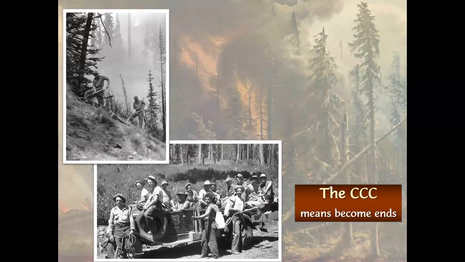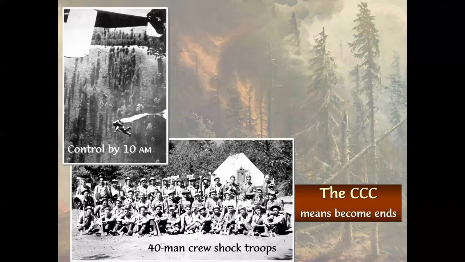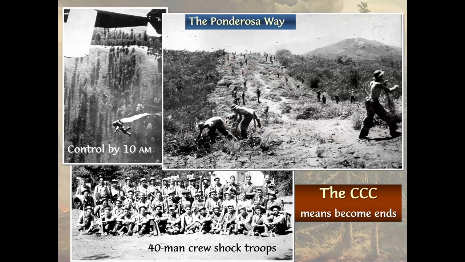You had hundreds of thousands of young men in camps looking for things to do. Probably half of all the labor they did was either fire control or pre-suppression of one kind. This gave way to our modern crews, both of which evolved out of the CCC experience, and of course, huge public works projects, the Ponderosa Way and truck trail, a 750-mile-long fuel break that spanned the entire western front of the Sierra Nevada.